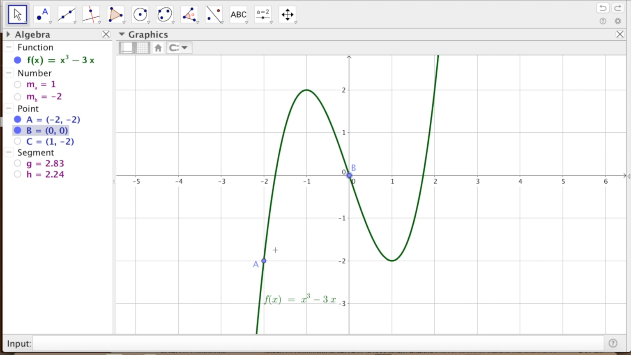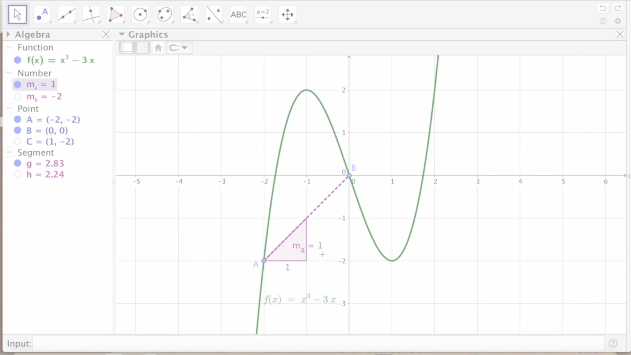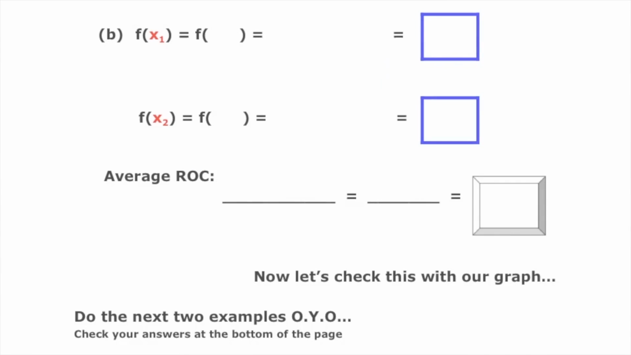Now what we want to do next is connect these 2 points with a segment and figure out its slope. So first off, there is the segment, and our tools in GeoGebra allow us to find the slope of any segment between 2 points. And we're going to go up to put a triangle on the segment, and you can see that the slope comes out to be 1. This indeed does make sense. So that's your answer to A.